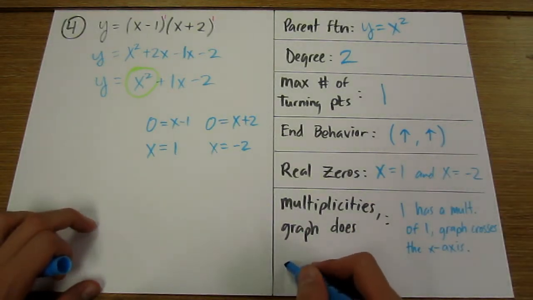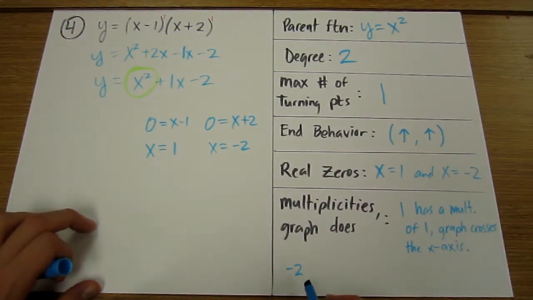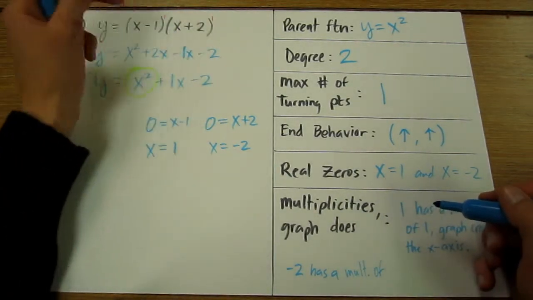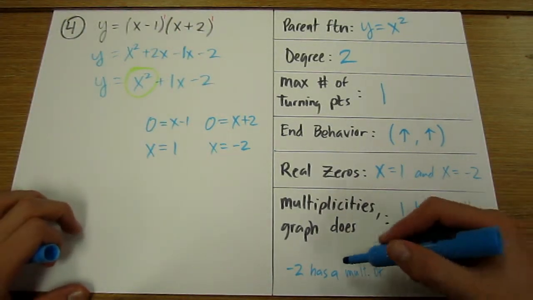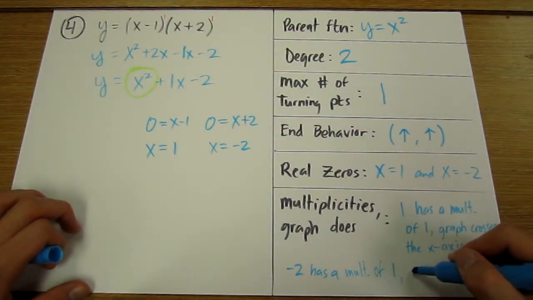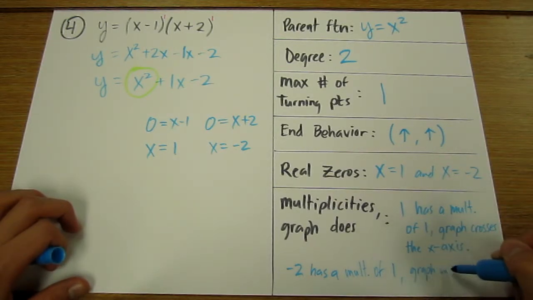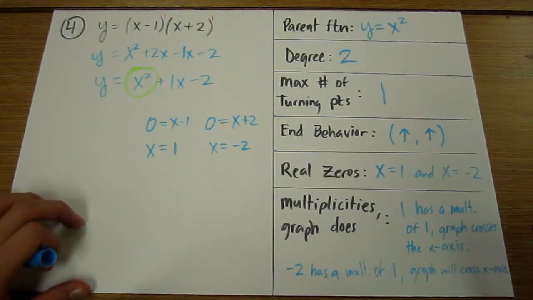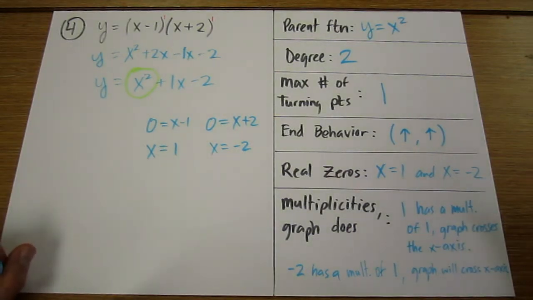Now we have one more. That's negative 2. So negative 2 has a multiplicity of, let's look up here at our exponent, well, it's 1 as well. So negative 2 has a multiplicity of 1. So the graph will cross the x-axis as well. Hopefully you can see that all the way down there. And that is the multiplicities for both of these real zeros. So for some of these polynomials, we're going to get a lot of real zeros, and we're going to have a lot of multiplicities.